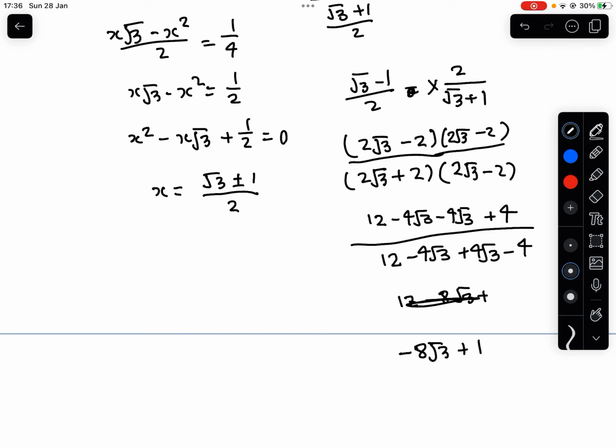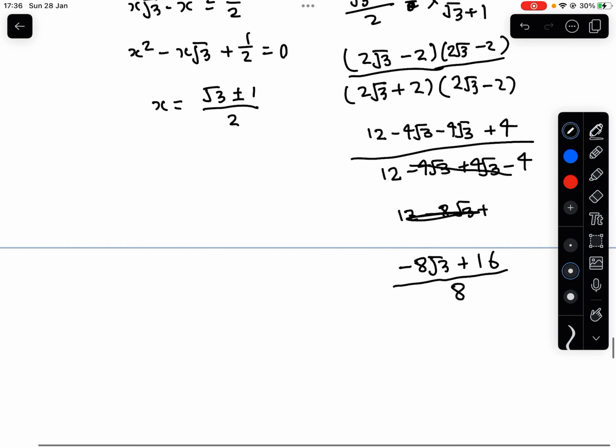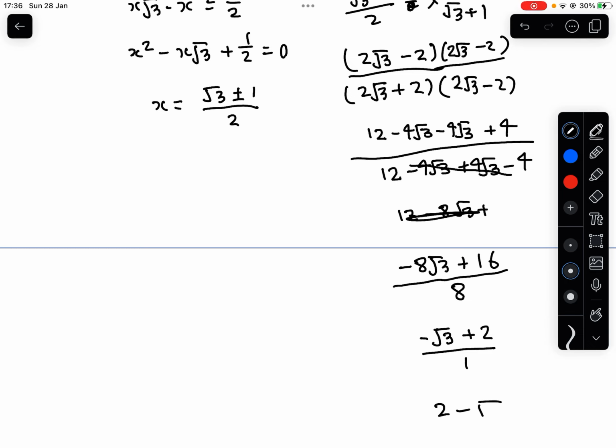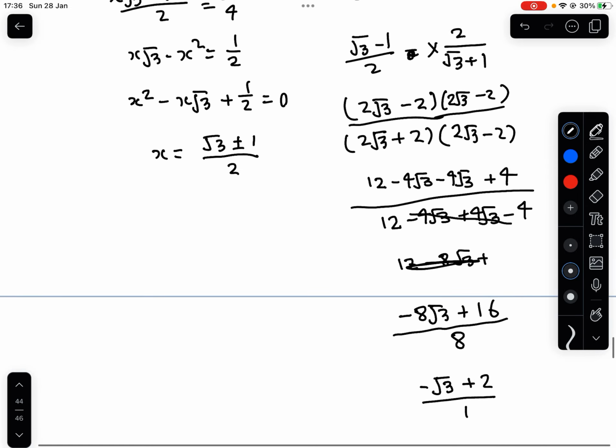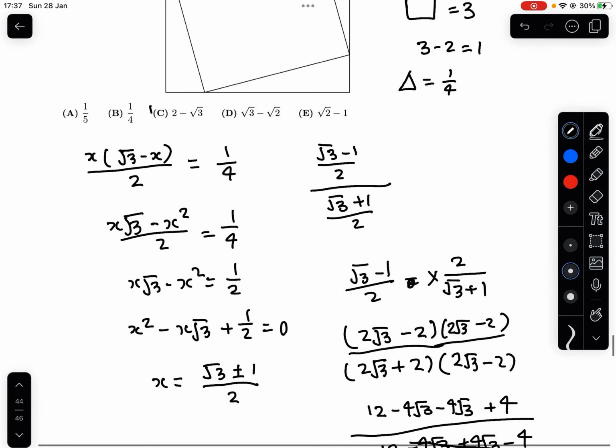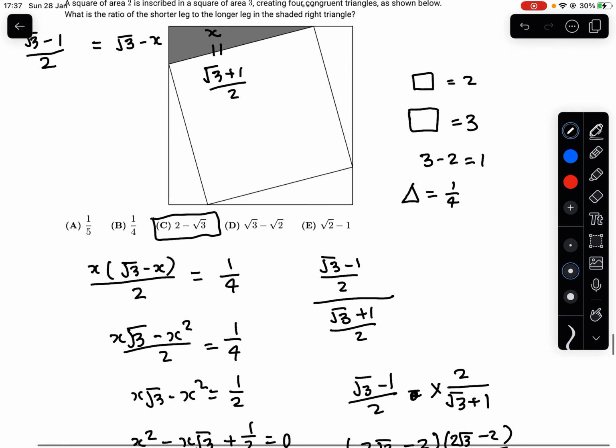Okay, we have negative 8 root 3 plus 16 over 8, since the denominator simplifies to 8. Now you can divide the whole expression by 8, and we get negative root 3 plus 2 over 1. So our answer is 2 minus root 3, which is choice C.